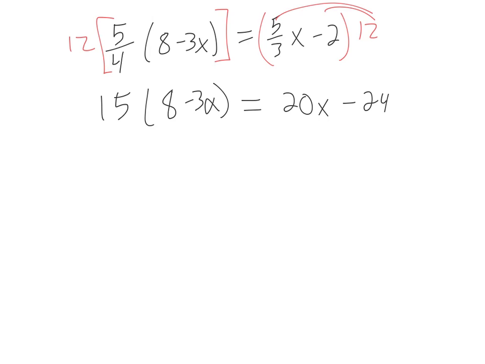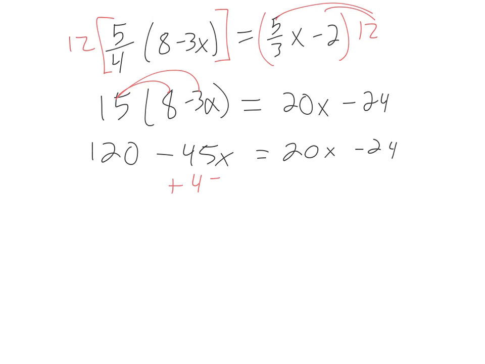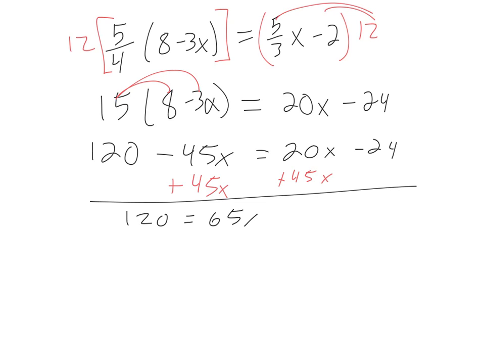Okay, now you do have a distributive on the left, though. The 15 does have to multiply by both the 8 and the negative 3x. 15 times 8 is 120 minus 15 times 3 is 45, so 45x equals 20x minus 24. Well, I want to move this negative 45x because I want a positive at the end. So add 45x to both sides, and we're left with 120 equals 65x minus 24.